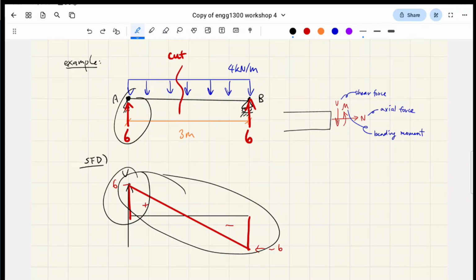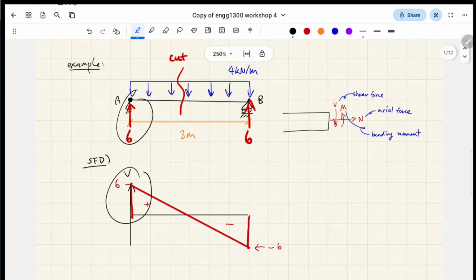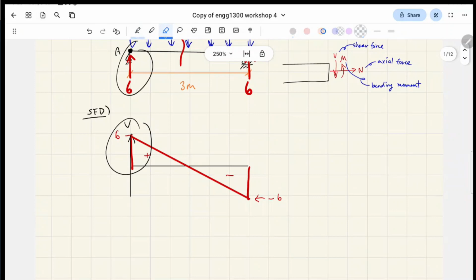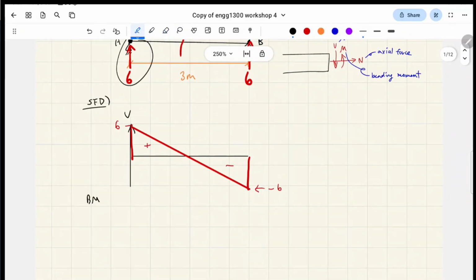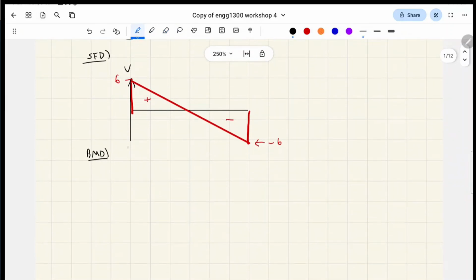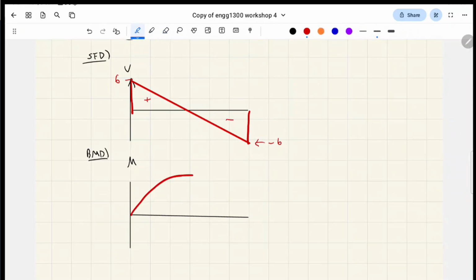Let me think about how to explain this. Maybe it'll help if I draw the bending moment diagram. So the bending moment diagram would look something like this for the beam.